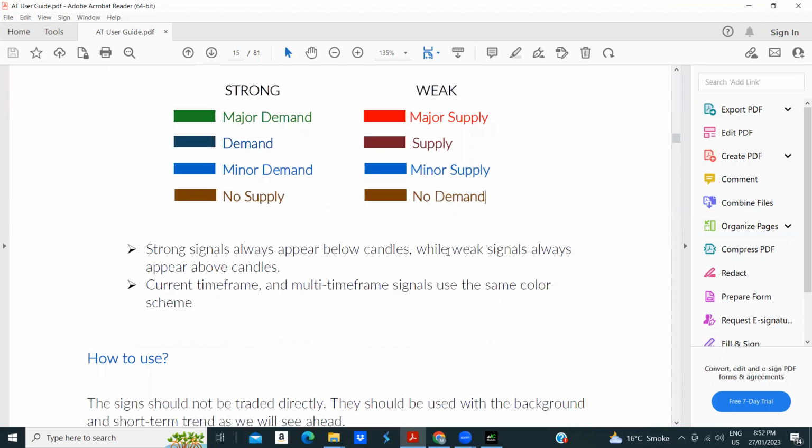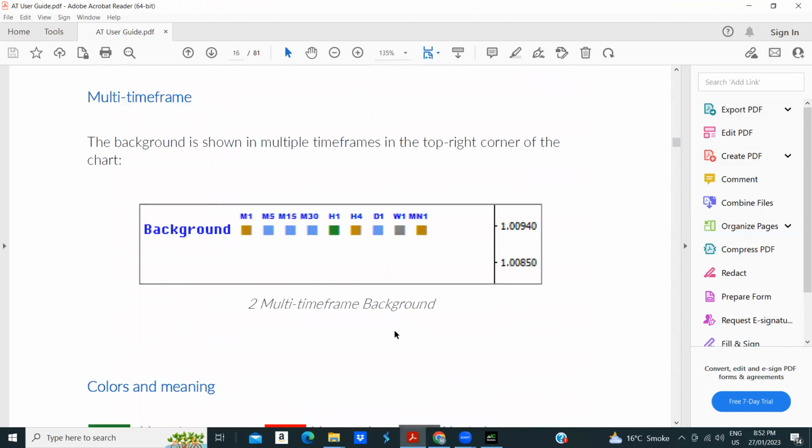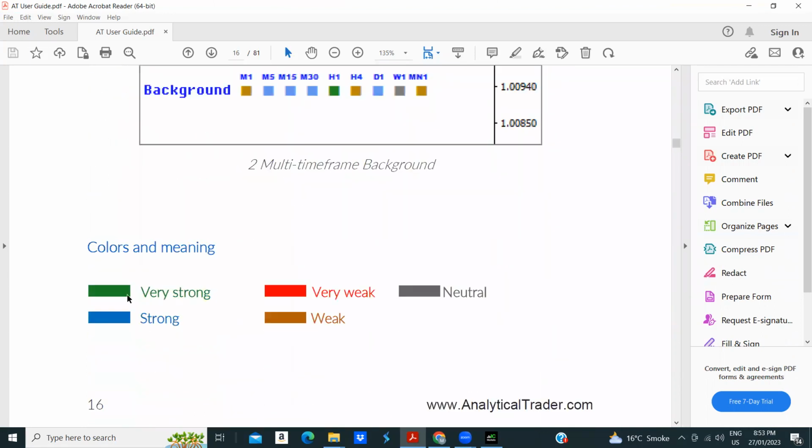Strong signal always appears below the candle. Okay, weak signal means bearish signals. Got it? Weak signals always appear above candles. Got it? How to use it? It explains everything to you. Now this is the background. What does this background mean? Let's suppose this color.